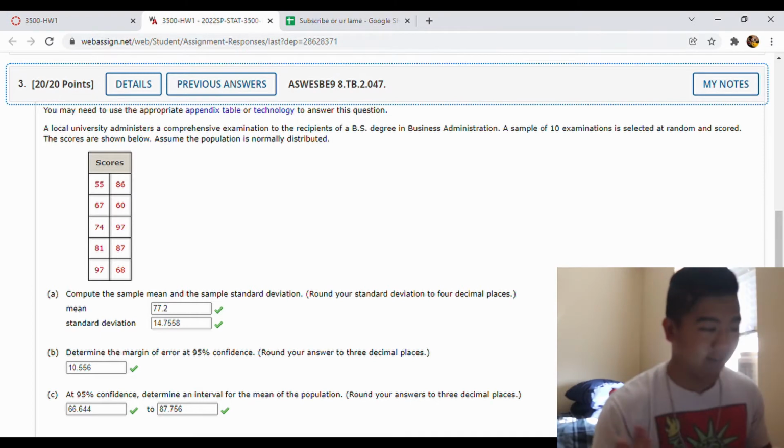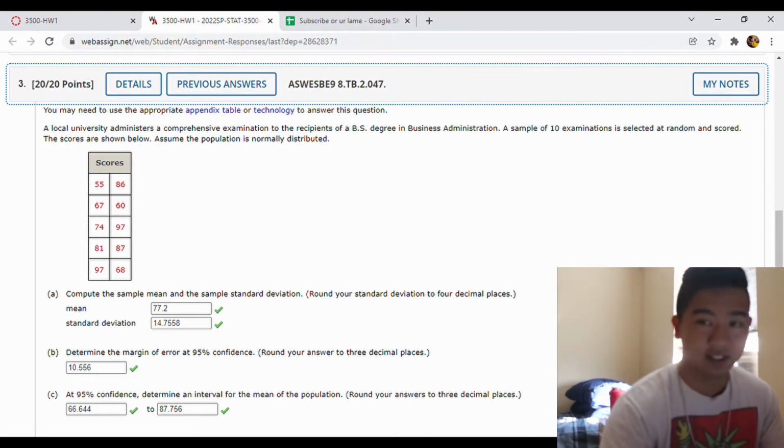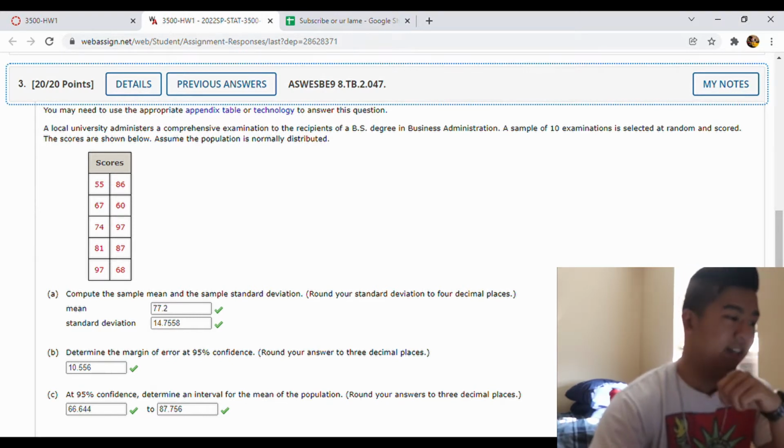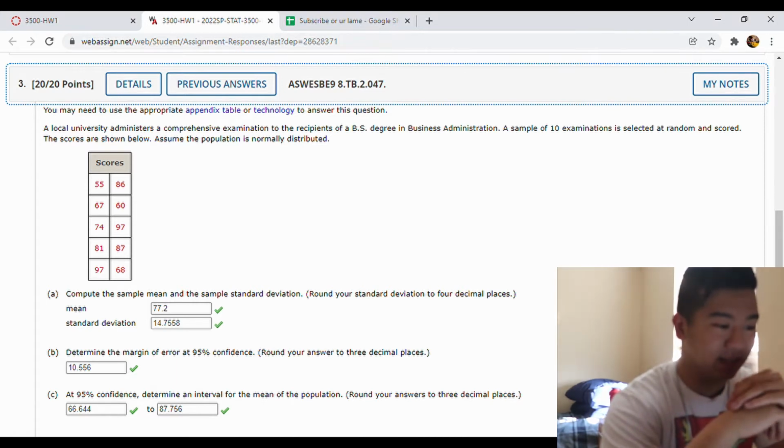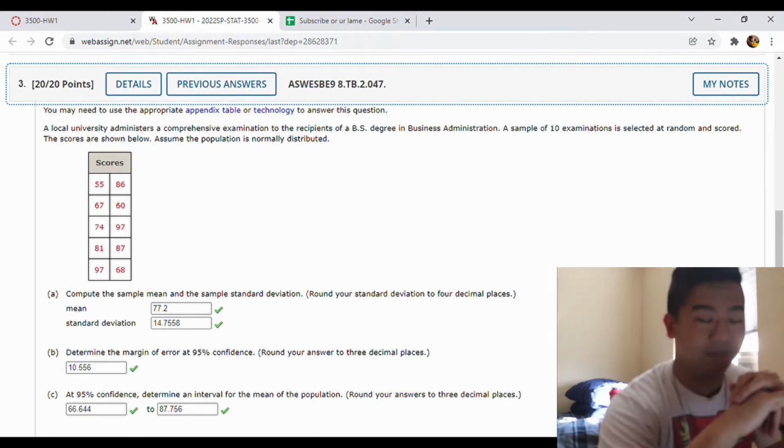So this is a real life college math homework that I have in my stats class. It's a review problem. First day was yesterday, actually. So here's what it says. A local university administers a comprehensive examination to the recipients of a BS degree in business administration. A sample of 10 examinations is selected at random and scored. The scores are shown below. Assume the population is normally distributed.